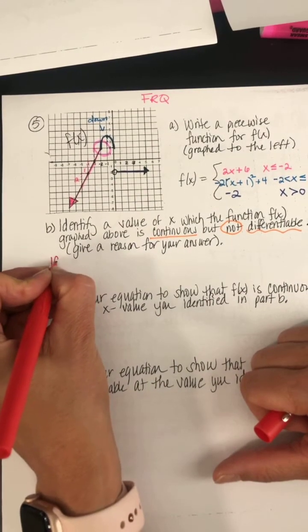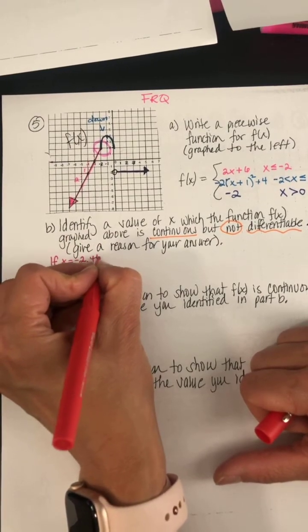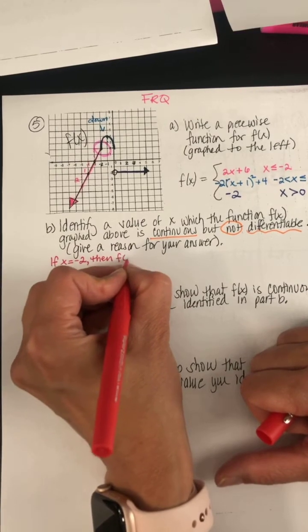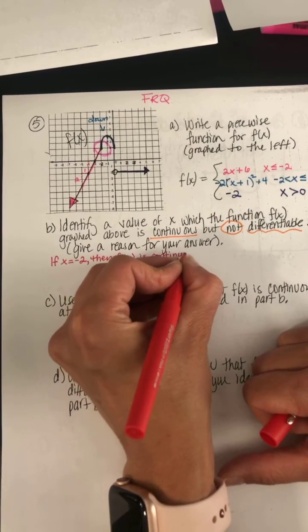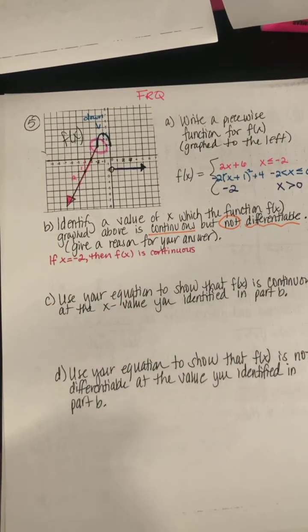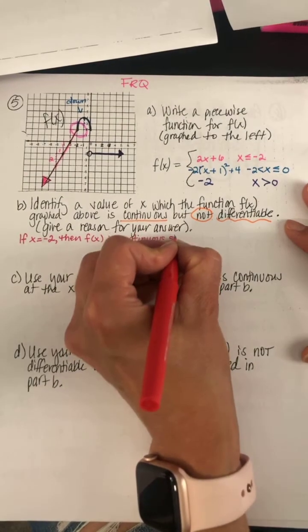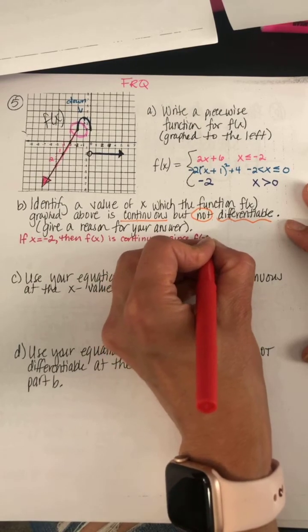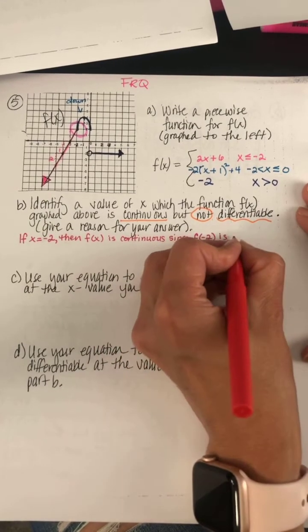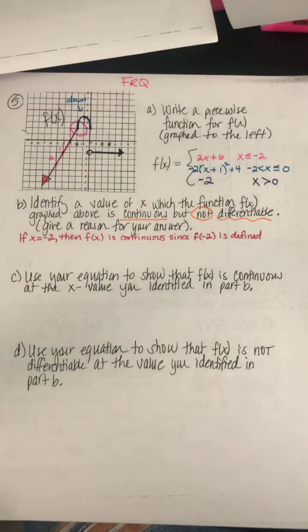I would say if x equals -2, then f of x is continuous. We have to state that it's continuous, but we can't just state that it's continuous. We have to state why we know it's continuous. So we say it's continuous since, or you could say because, first of all, we have to say that f of -2 is defined. We have to say that it is defined at that x value.